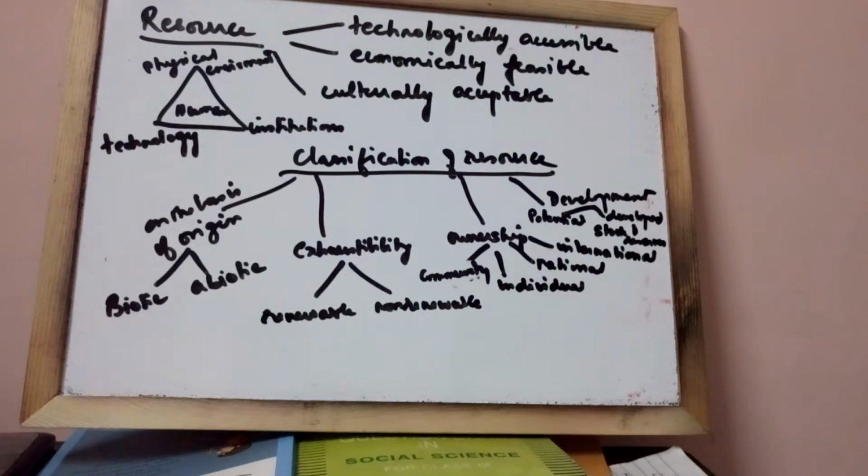Economically feasible means the technology should be affordable by the country, by the government. So the country should be in a position to spend the required investment or capital on taking out the minerals, or that resource. Then culturally acceptable: that should suit the lifestyle of the people. So this is what is meant by resource.